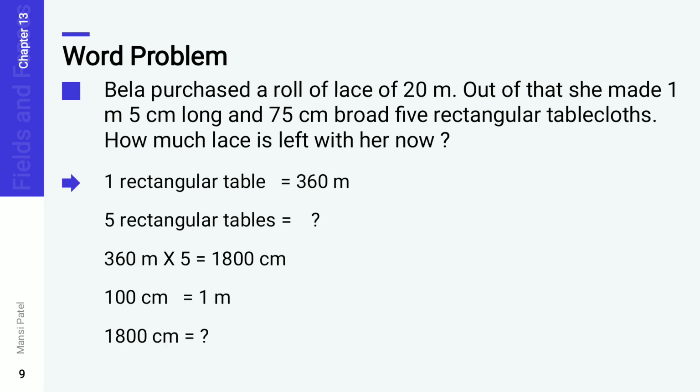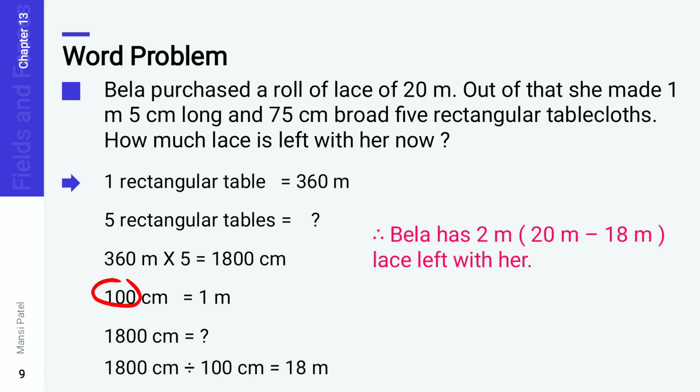And the number which is remaining, that we have to write down in the division. So we have to divide 1800 by 100. So 1800 divided by 100 is equal to 18 meter. So to make the 5 rectangular tablecloths, she needed 18 meter lace. Now how much lace is left with her? Therefore we can say that Bella has 2 meter lace left with her.